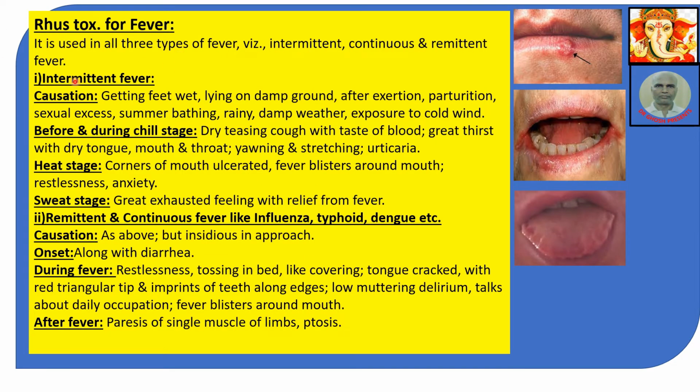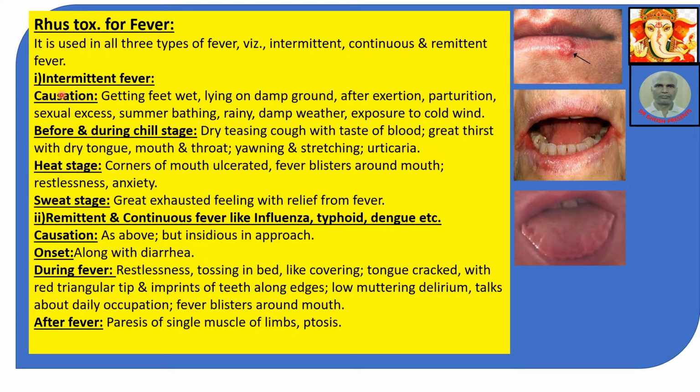Rhus Tox for fever. It is used in all three types of fever: intermittent, continuous, remittent fever. Intermittent fever. Causation: getting feet wet, lying on damp ground after exertion, parturition, sexual excess, summer bathing, rainy, damp weather, exposure to cold wind. Before and during chill stage.